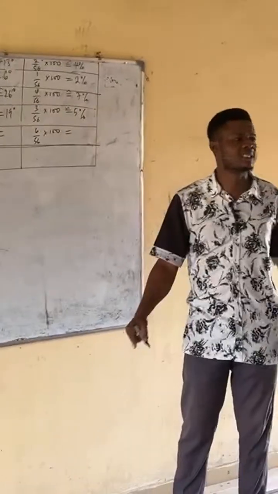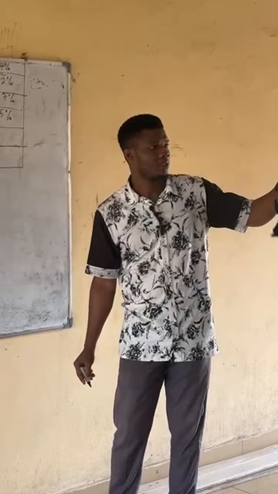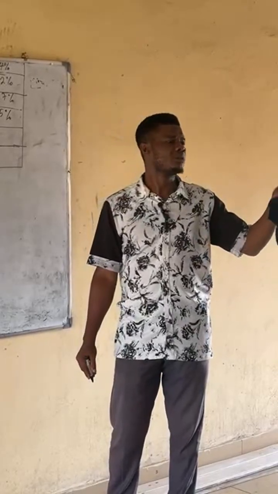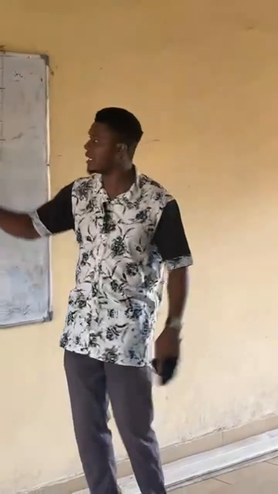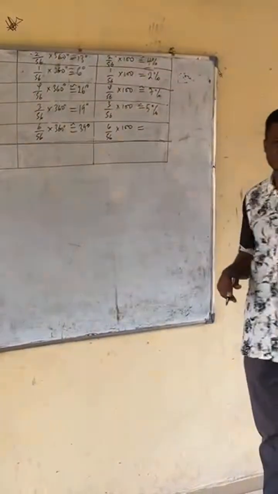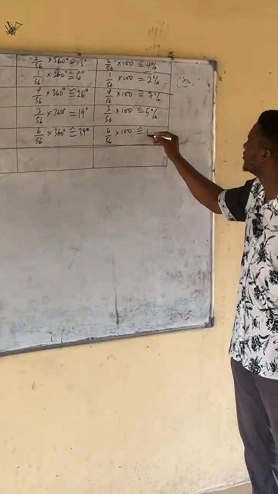Then 6 times 360 divided by 56. 38.5, that's 39. So 39 degrees, then 600 divided by 56. 11%. Good. Thank you very much.